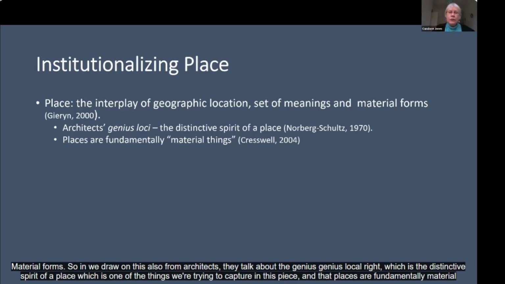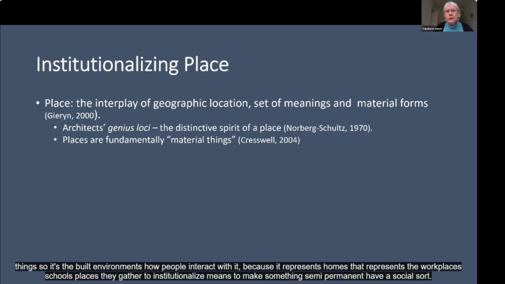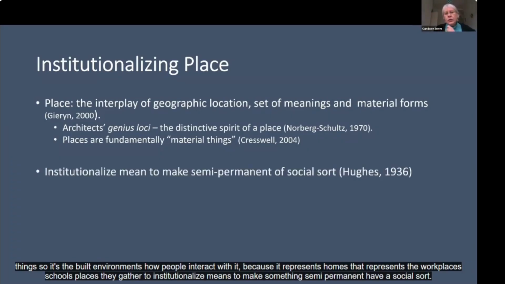We draw on this also from architects. They talk about the genius loci, which is the distinctive spirit of a place, which is one of the things we're trying to capture in this piece. And that places are fundamentally material things. So it's the built environment, it's how people interact with it, because it represents homes, it represents their workplaces, schools, places they gather. To institutionalize means to make something semi-permanent of a social sort.